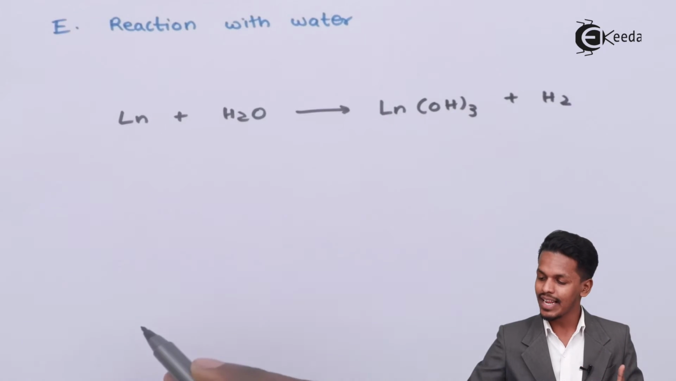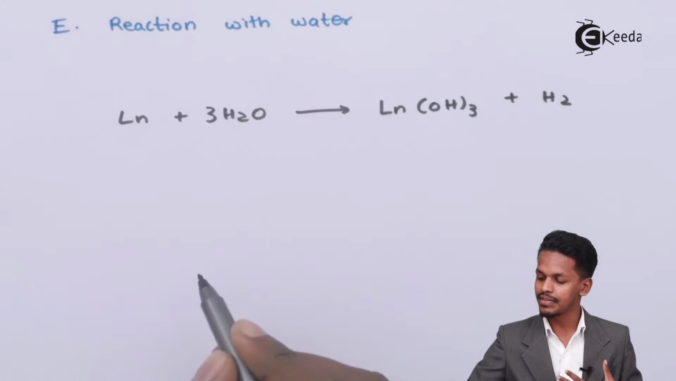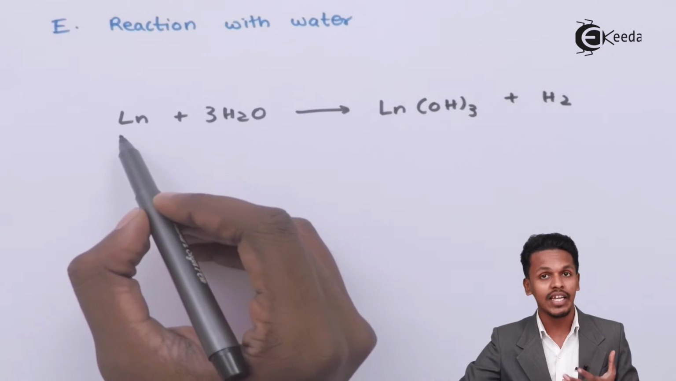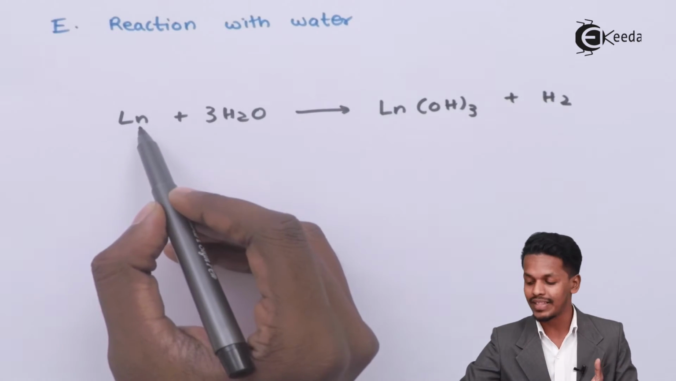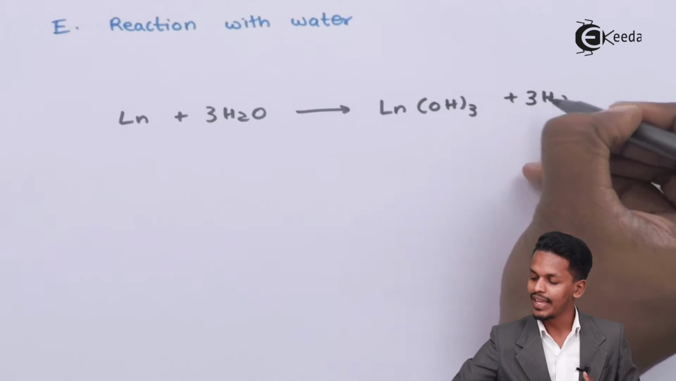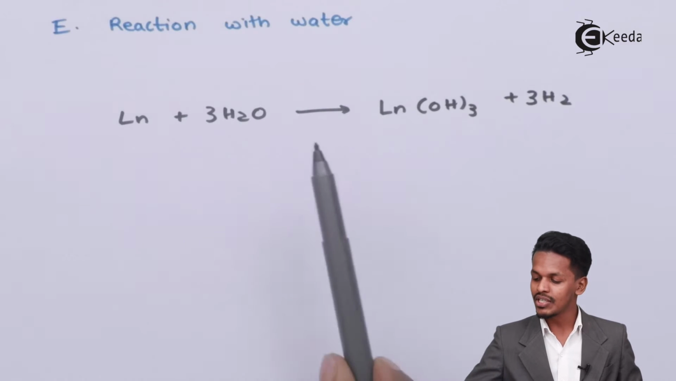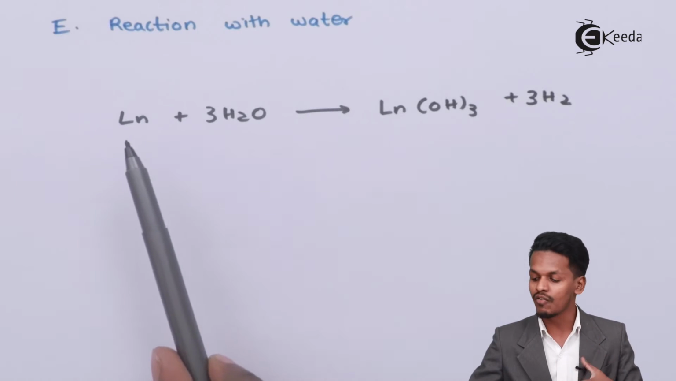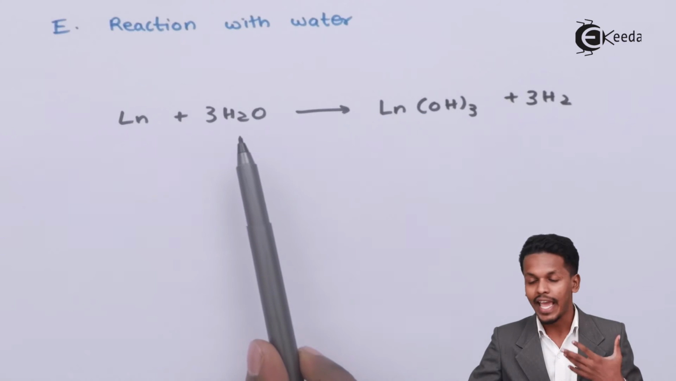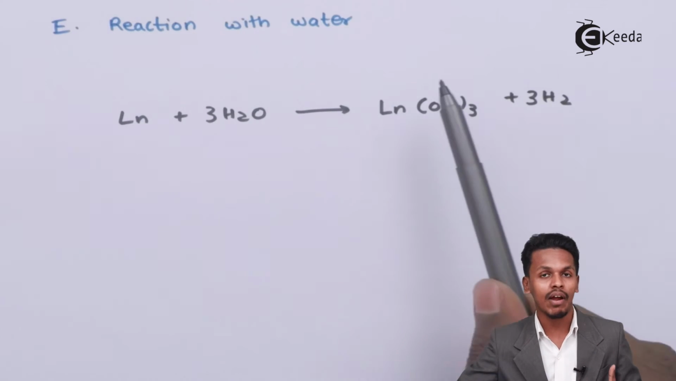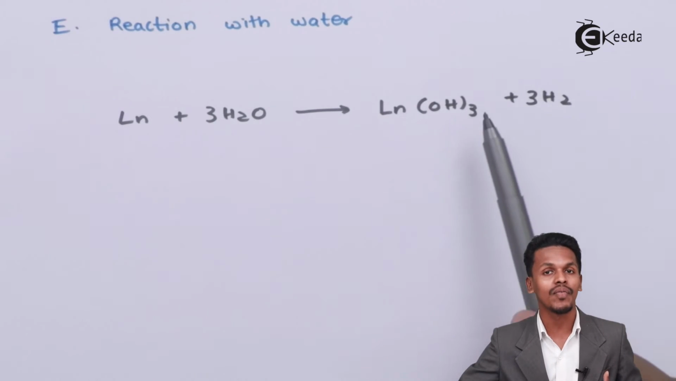To balance the reaction we are multiplying it by 3, and this is what we could get, that is 3 moles of H2 evolved in the reaction with the lanthanoid. Therefore we could get Ln(OH)3 along with 3 moles of H2. This reaction is very much feasible, and that's the reason the lanthanoids are very reactive with water even at a lower temperature, so as to obtain lanthanide hydroxide along with the evolution of hydrogen gas.